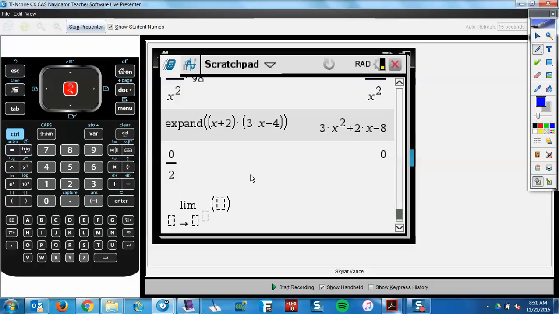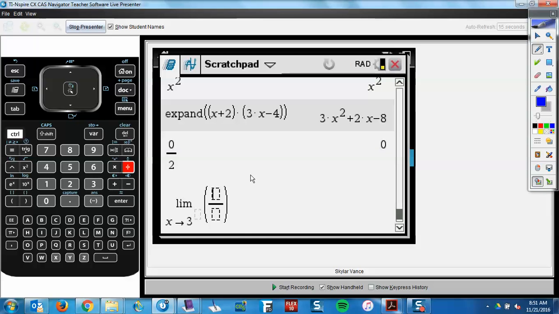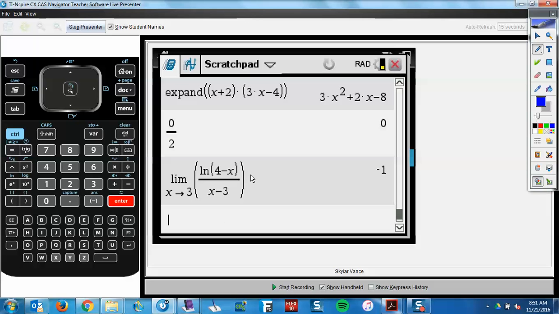So go ahead and put an X there, and then put a 3 there. Now, if you wanted to do from the right or from the left, you could put in a little plus or a little minus there, but we're not going to put it. And then go in here, do a fraction, so hit Control Divide, and then let's put in our ln, there you go, 4 minus x, and then on the bottom, x minus 3, and then hit enter, and aha, we get an answer, right?